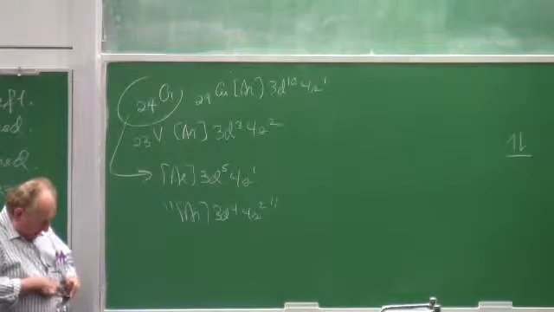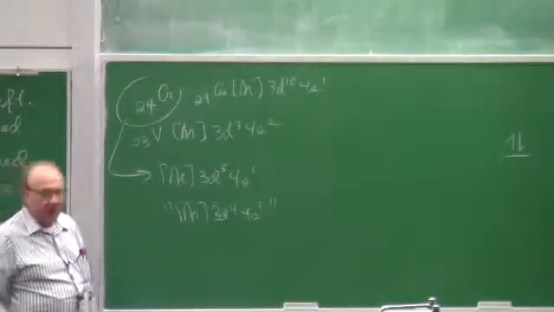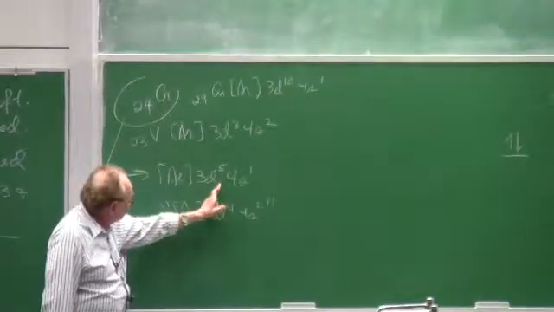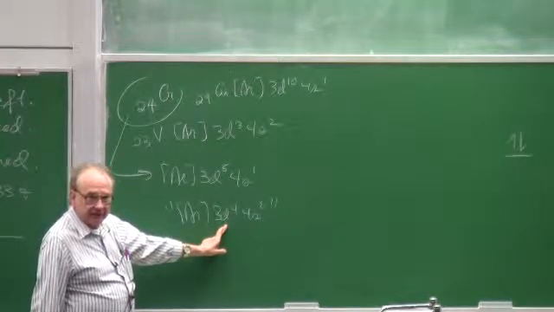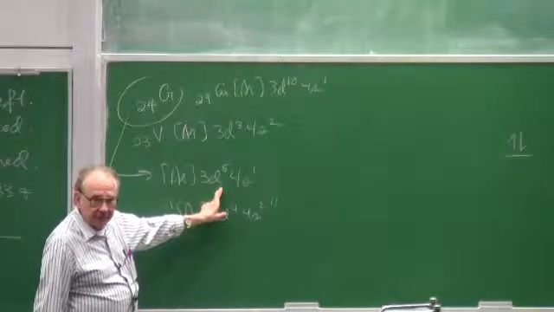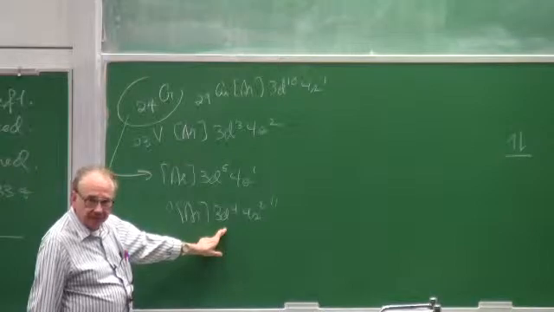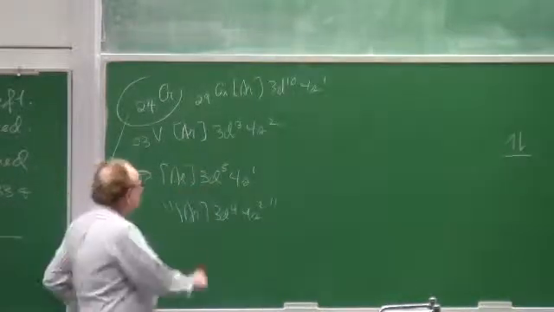What measurement would you make if you were in the laboratory where you could make these measurements? What measurement would you make to verify that ground state chromium is this and not this? Paramagnetic character. How many half-filled orbitals? 6. How many half-filled orbitals? 4. So this is more paramagnetic than this, and the measurements verify this.